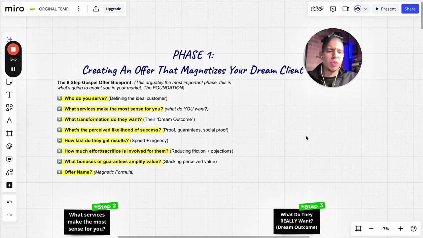Sure, you can give me the most beautiful kitchen remodel, but if it takes 3 months, I don't want to do it. It's that simple. How much effort and sacrifice is involved for them, the actual client that you're serving? Do they have to eat out for the next 2 months? Right? This is all things to take into consideration.